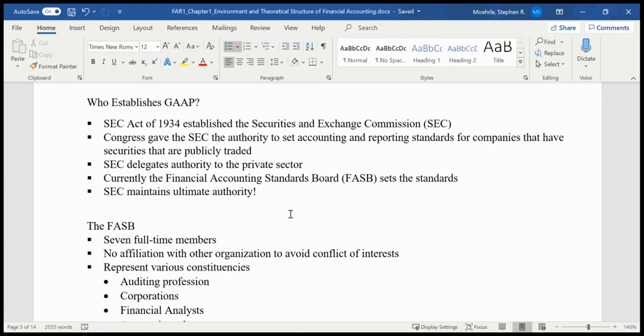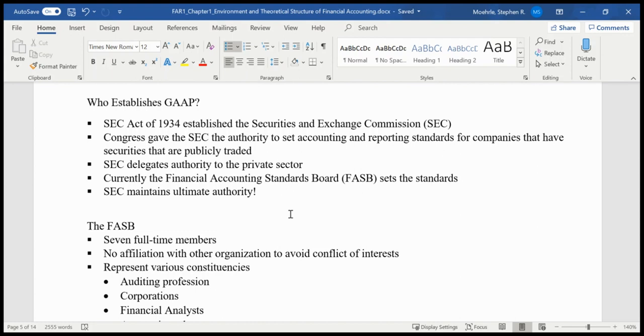Congress gave the Securities and Exchange Commission the authority to set accounting and reporting standards for companies that have securities that are publicly traded. The Securities and Exchange Commission delegates this authority to the private sector. Currently, it's an entity called the Financial Accounting Standards Board that sets the standards. Of course, the SEC does maintain ultimate authority.